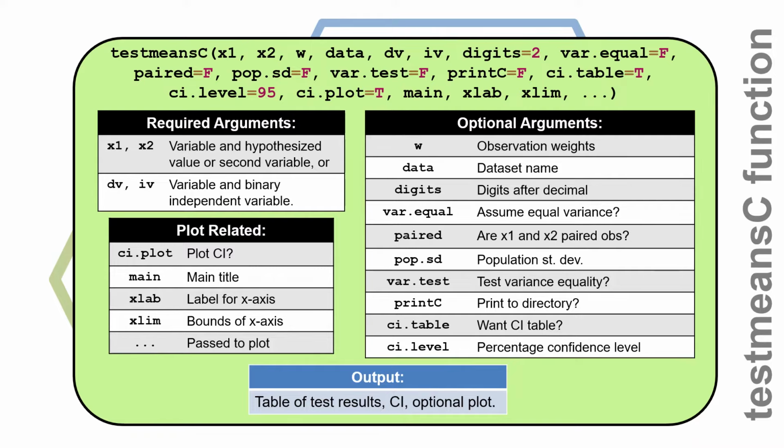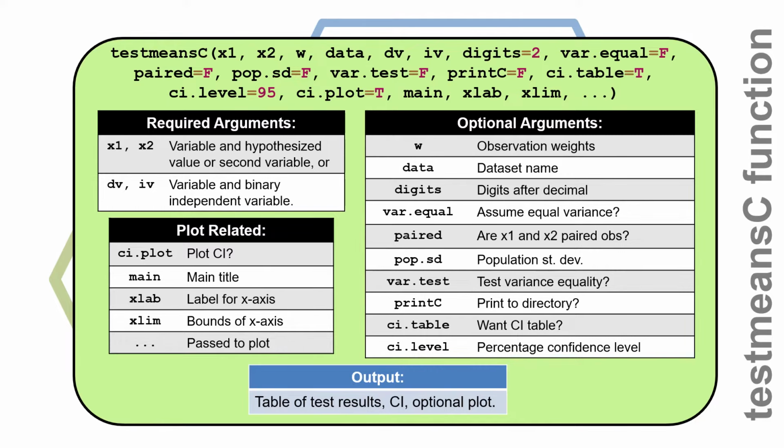The testmeansC function has some standard optional arguments. With testmeansC, you have options to weight observations, specify the dataset name, the number of digits to display after the decimal point, and whether you want results printed to an HTML file in your working directory. The function also has some unique optional arguments that you might use for two-sample hypothesis tests. I will show you how to use the optional arguments named var.equal, paired, pop.sd, and var.test in this video.